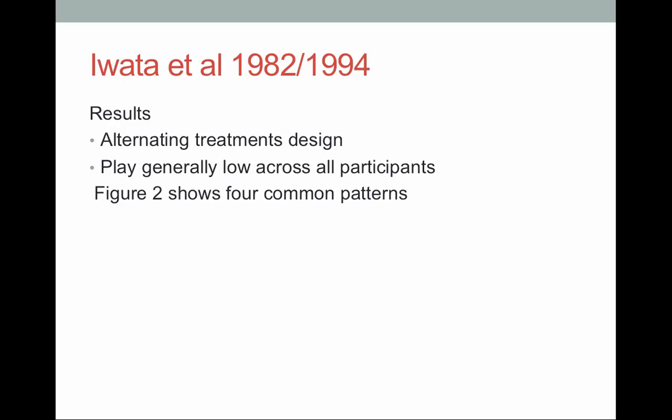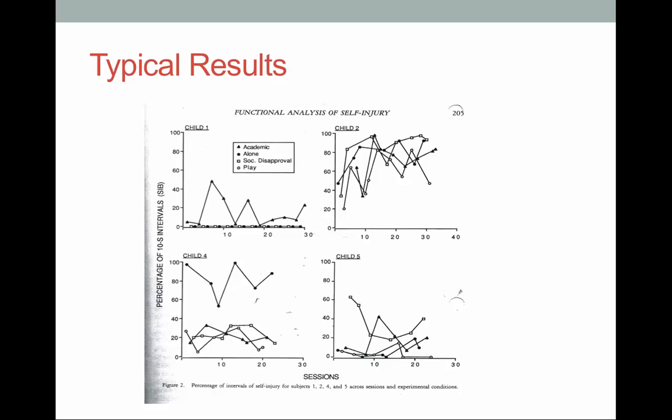And the other common result was that, in fact, as he predicted, the play condition was generally low across all participants. And then if you look at Figure 2, you see some general patterns. So for child 1, for example, he is highest in academic conditions, suggesting demand was what was maintaining this person's self-injury.